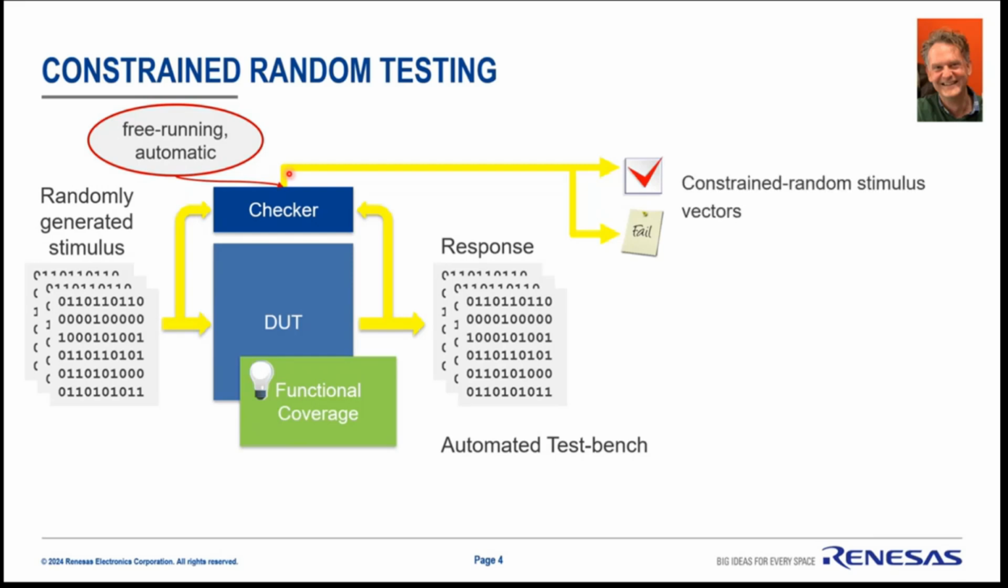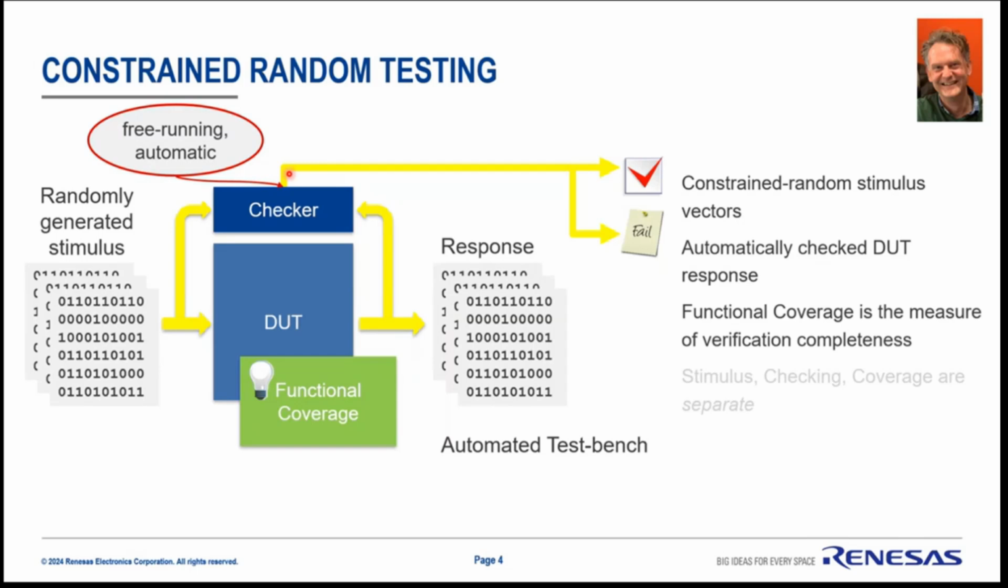And then we would also implement some type of functional coverage into our instrumentation around our design under test. So the benefits of this system are that the functional coverage is the measure of the verification completeness, and that we're keeping the stimulus, checking and coverage all as separate concerns.